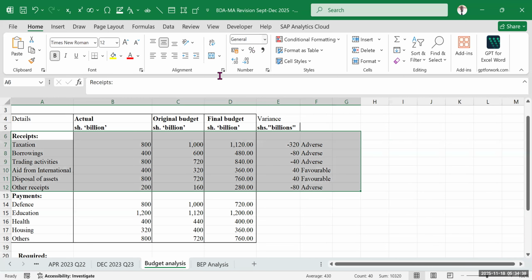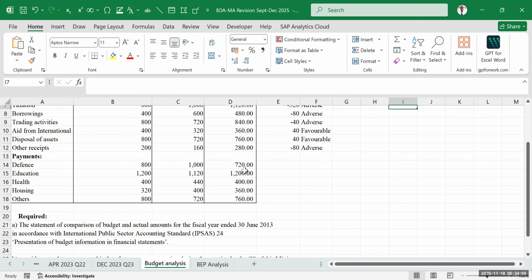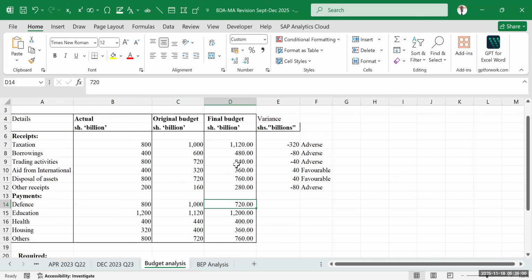Now let's look at payments. What changes when we now start arguing on the amount we need to pay? What changes in the argument when we look at the amount that we need to pay, members? So when we come to the payment section, you ask yourself, we budgeted to pay defense 720 billion, but in actual sense, we've paid 800 billion, meaning we've paid more than the budget by 80 billion.